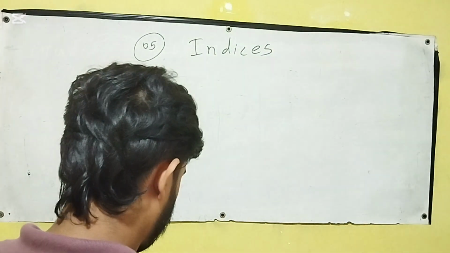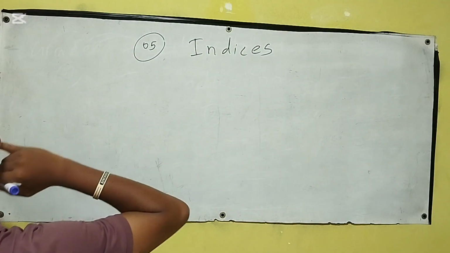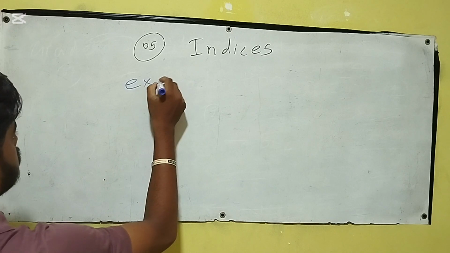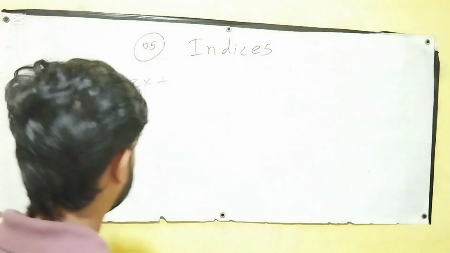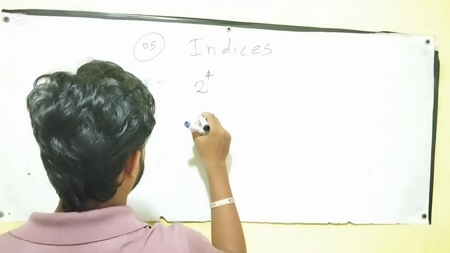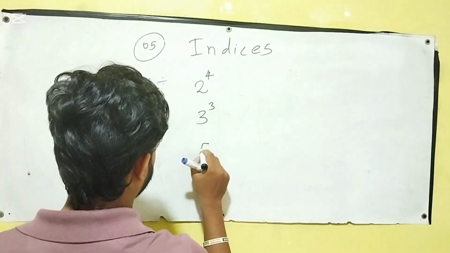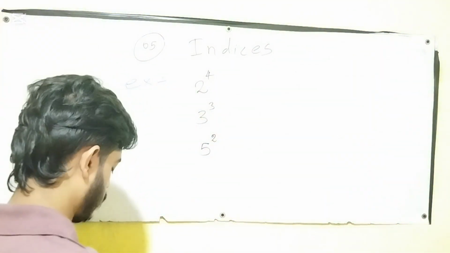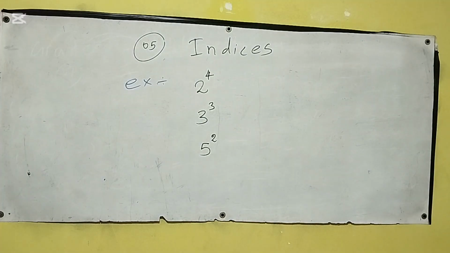Now I am going to write down the examples. 2 to the power 4, 3 to the power 3, 5 to the power 2. These are the examples for indices.